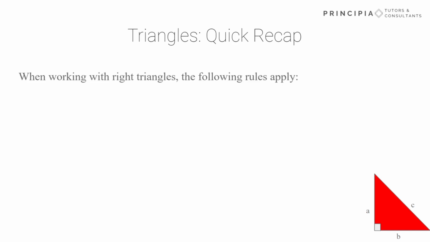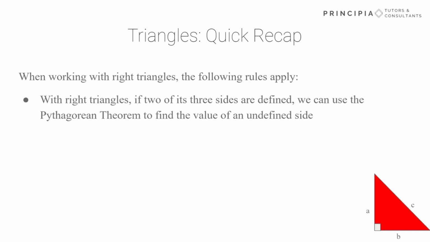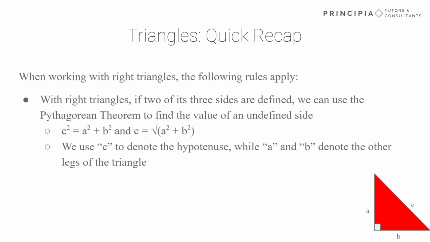When you're working with right triangles, just remember the following. You can use the Pythagorean theorem to find the third undefined side as long as the other two sides are defined. So that's the whole a squared plus b squared is c squared, or c would be the square root of the sum of a squared and b squared. C here is denoting the hypotenuse, so that's the longest side of the right triangle. A and B would denote the other legs.